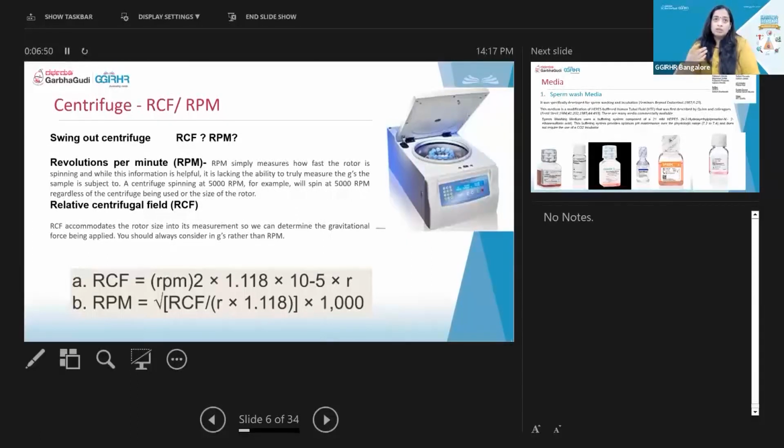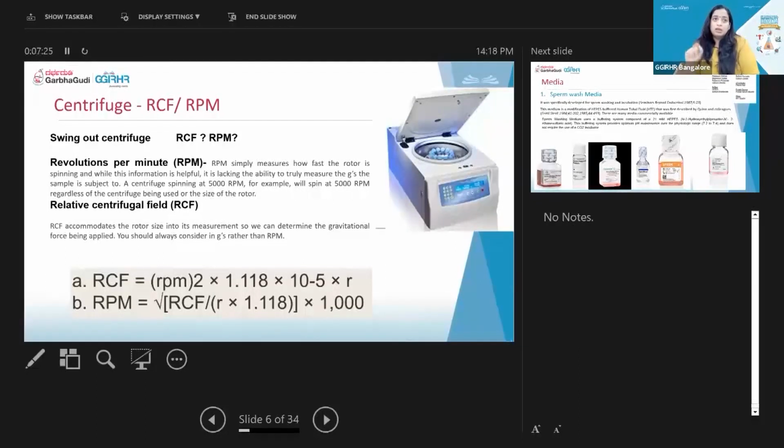Now we often hear the terms RCF and RPM, and it gets confused as well. RPM is the number of times the rotor is spinning, and it doesn't matter what the diameter or the radius of the rotor is, irrespective of the type of rotor that we use. For example, if it is 5,000 RPM, it spins around 5,000 rotations in the centrifuge.